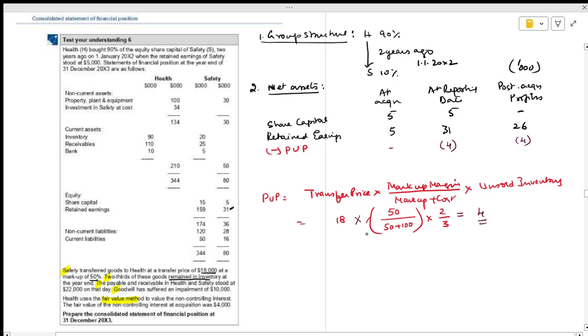This is the first time we are doing it. Next time you will get more clarity on that. Share capital is there, retained earnings is there, we don't have anything else. Do the total: 36 minus 4 is 32. 10 plus 32 comes to 22.